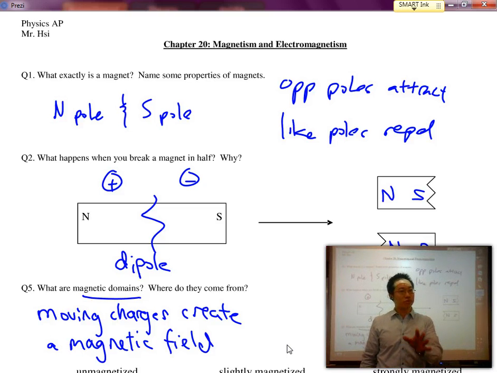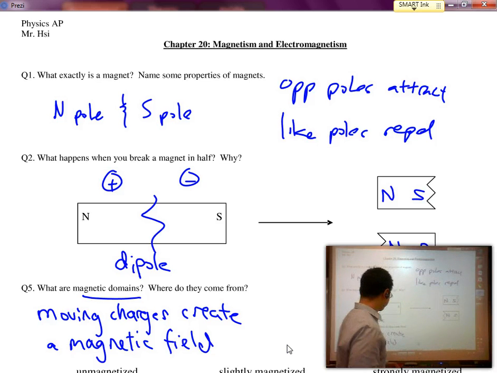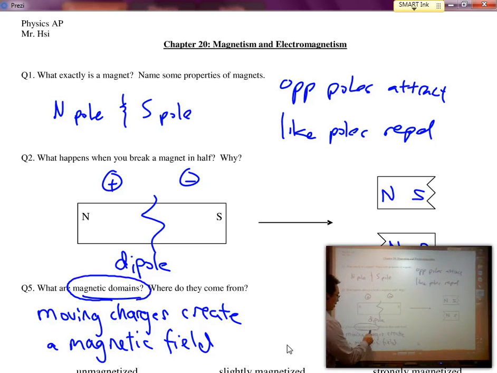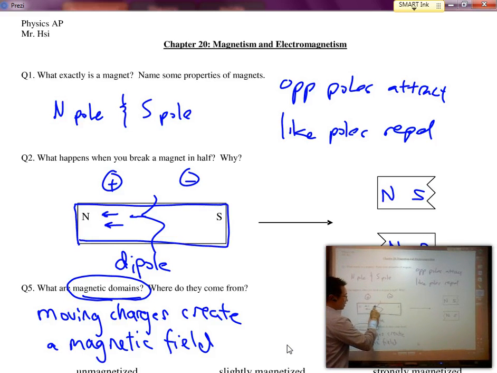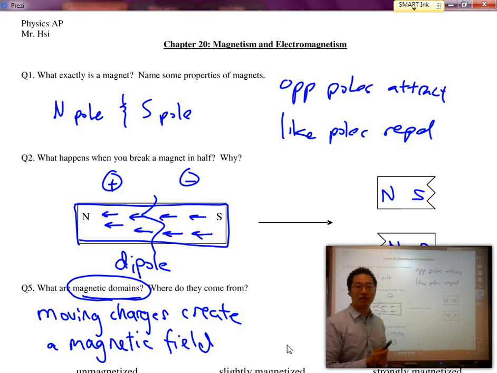But few specific types of materials have the electrons spinning in the same way. So therefore, they generate a magnetic field, a stronger magnetic field together. And that's what we call a magnetic domain. Okay? Magnetic domain means that literally within the magnet itself, there's billions of little magnets pointing in the same direction.